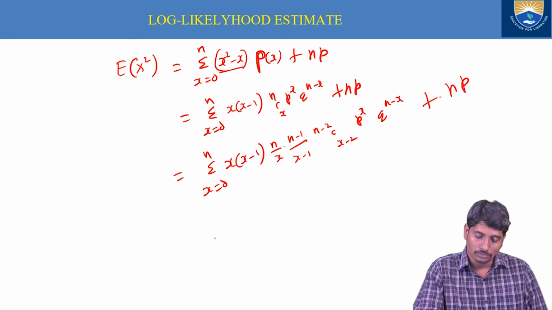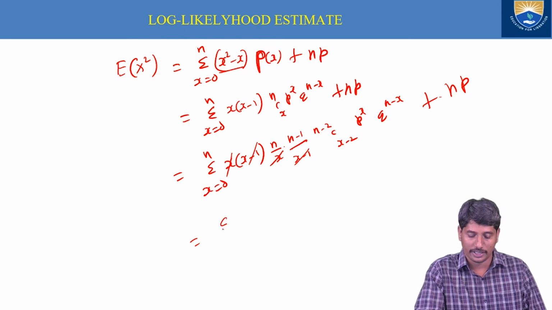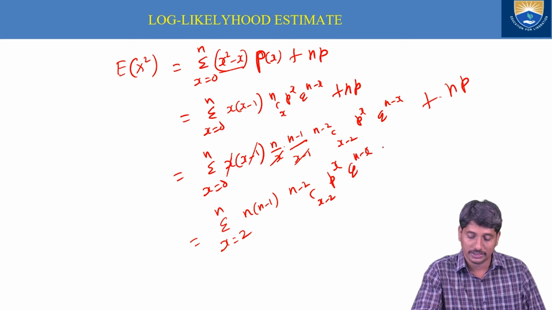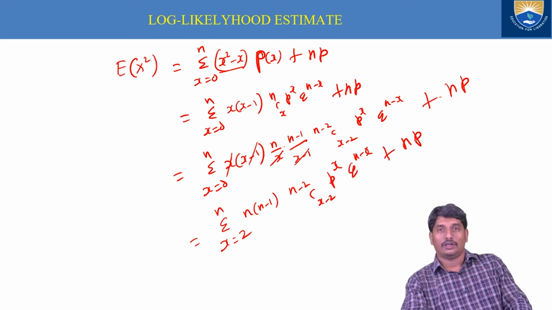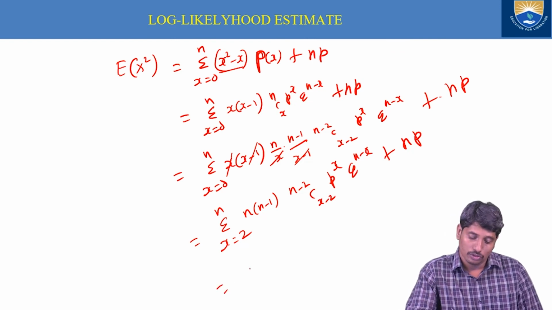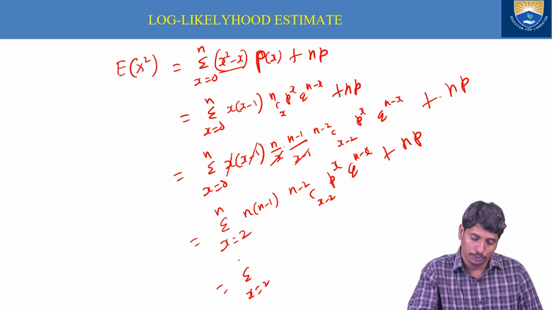Now here x can be cancelled, x minus 1 will be cancelled, because two factors are cancelled. The summation will be moved to x = 2 to n, into n into n minus 1 into (n minus 2)C(x minus 2), p power x, q power n minus x, plus np. Okay, p power x, q power n minus x, plus np.